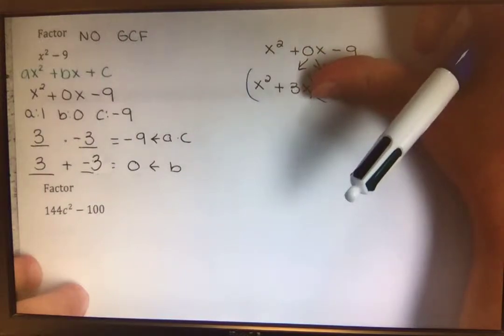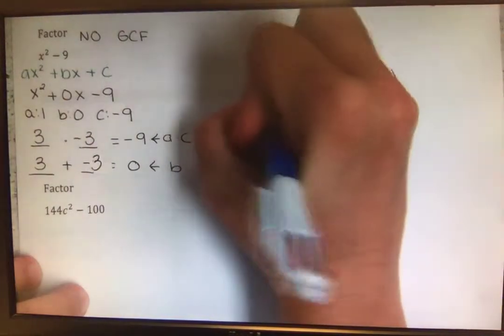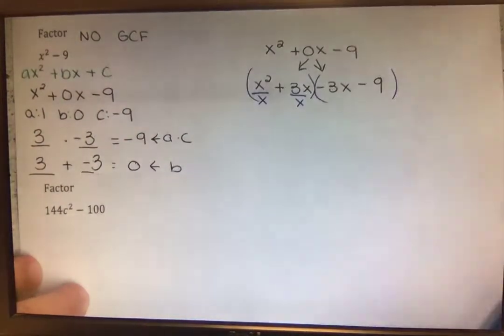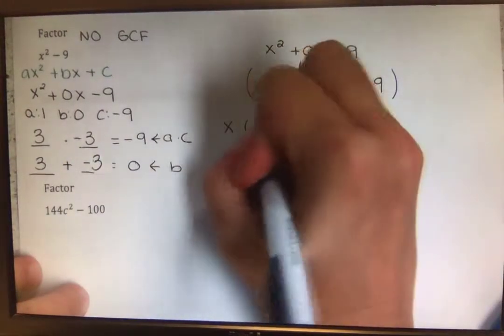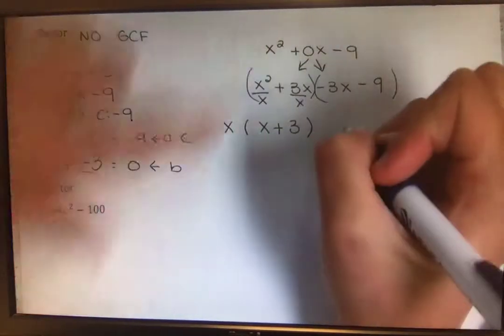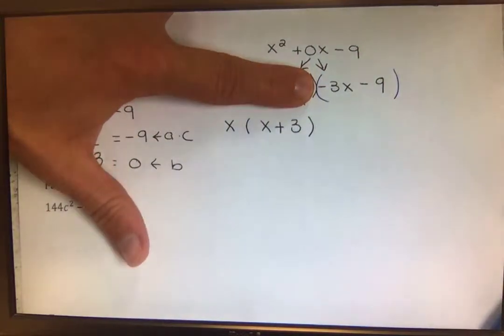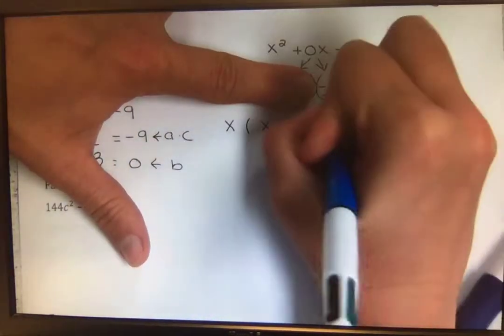Looking at the first 2 terms, x squared plus 3x. They both have an x in common. Factoring out that x, we're left over with x plus 3. Looking at our last 2 terms, negative 3x minus 9, our GCF should be negative 3.